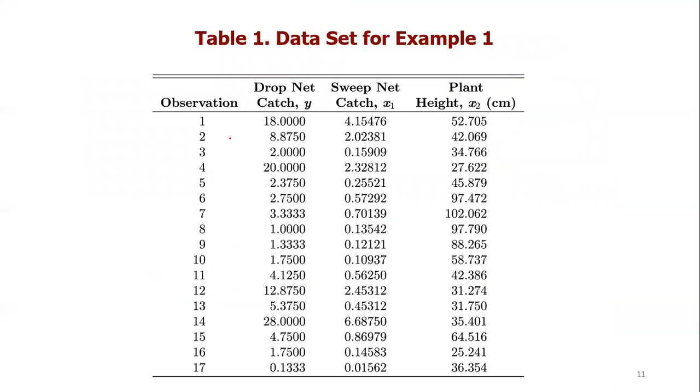There are 71 observations. These are the average numbers, because you cannot have 4.15 grasshoppers. So you just count this many grasshoppers, and the plant height was 52 centimeters. In that field, on average, you count 18 grasshoppers using the drop net. And it turns out that they feel there's a problem in the fourth data point.